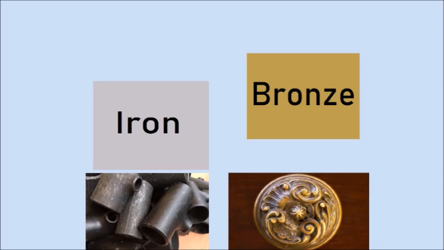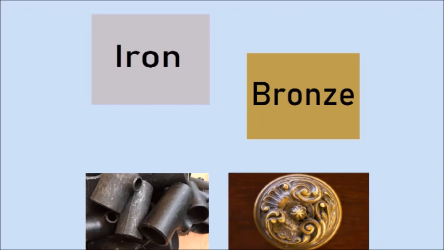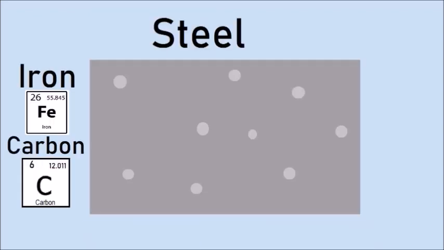Iron in the early stages was less useful than bronze, but over time, iron became stronger and more useful than bronze, especially when steel became available. Steel is primarily made out of iron with carbon mixed into it.